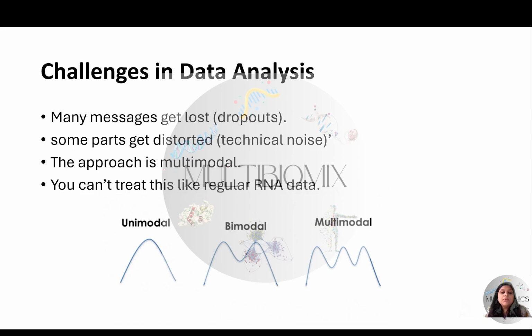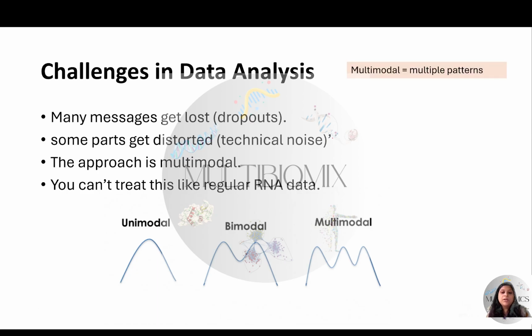That's why we have a multimodal approach. So what do you mean by unimodal? It's a normal distribution. Okay, so these are the statistical parts. So always consider your RNA-seq data as multimodal data. You cannot treat this as regular RNA data, right? It is much more complex. Single cell RNA is a much more complex data set, right?